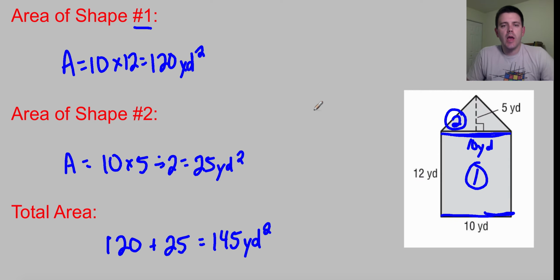All right, so I went ahead and did my work. See how you did in comparison. I got 120 yards for my rectangle, 25 square yards for my triangle, so it's a total of 145 yards.